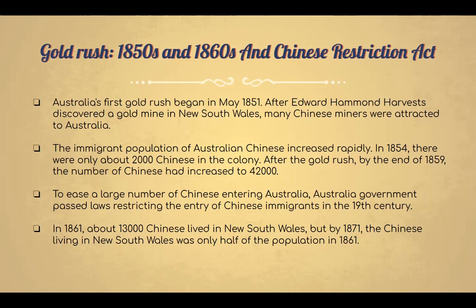After the implementation of a series of restrictions on Chinese, it had a great impact on the Chinese population in Australia. For example, in 1861, about 13,000 Chinese lived in New South Wales, but by 1871, the Chinese living in New South Wales were only half of the population in 1861. In 1881, the New South Wales government passed the Chinese Entering Restriction Act. These immigration restriction laws posed a great challenge to Chinese immigrants. It also led to the beginning of the White Australia policy.